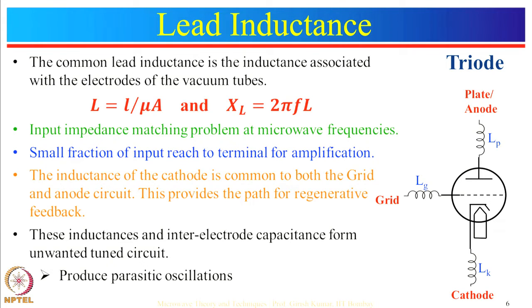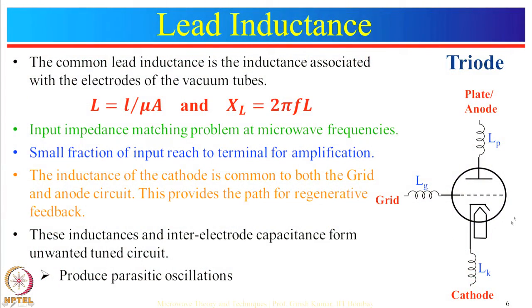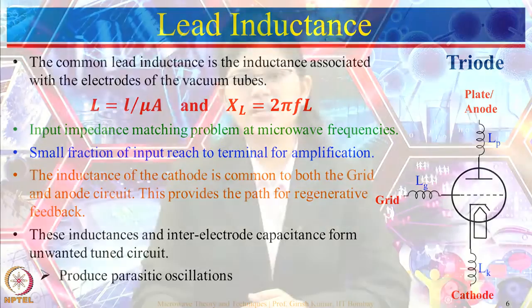and because of this high impedance there will be impedance matching problem at input port as well as at output port. So, because of this impedance mismatching, there will be reflections from the input port and output port, and because of these reflections, whatever input we give to the device triode, only a small fraction of that input will reach the terminal for amplification, and hence the gain of this device decreases.